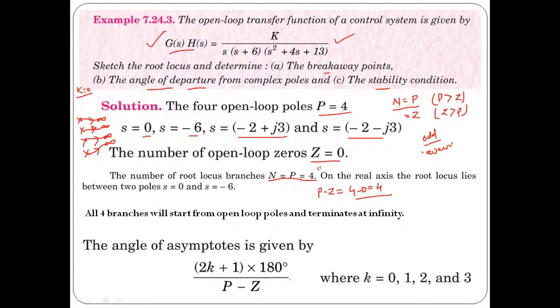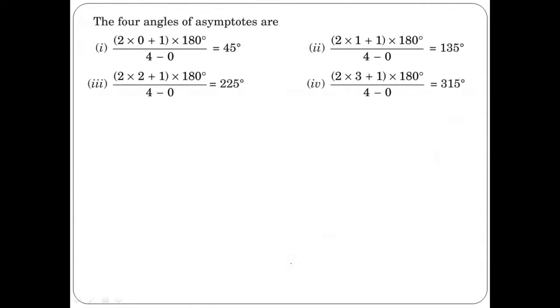And if you apply this formula, we can easily calculate the angle of asymptote for each value of k. The value of k varies from 0, 1 up to p minus z minus 1. So p minus z is 4, 4 minus 1 is 3. So k is going to take the values 0, 1, 2, and 3. We put k equals 0 and calculate theta, then put k equals 1 and calculate theta. If you apply that logic, you will get 45, 135, 225, and 315 degrees respectively.